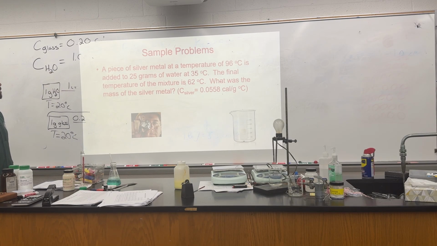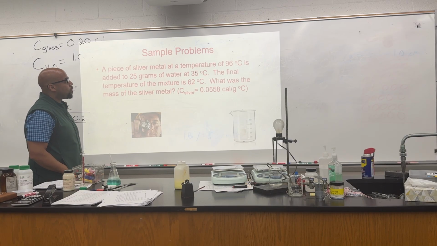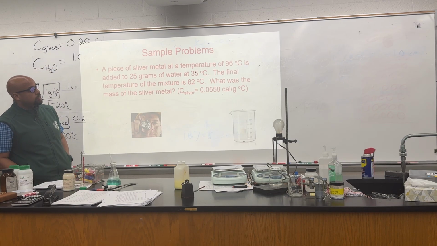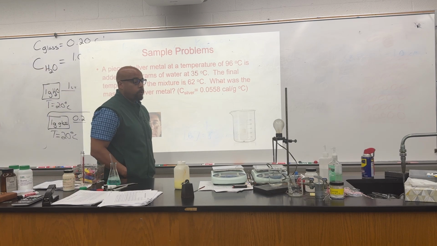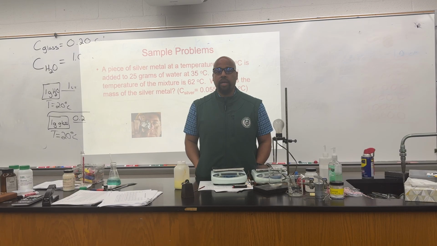It tells me a piece of silver metal at a temperature of 96 degrees Celsius is added to 25 grams of water at 35 degrees Celsius. The final temperature of the mixture is 62 degrees Celsius. What is the mass of the silver metal? And the heat capacity of silver happens to be 0.0558 calories per gram degree Celsius. All right, based upon that, anybody see the solution yet?